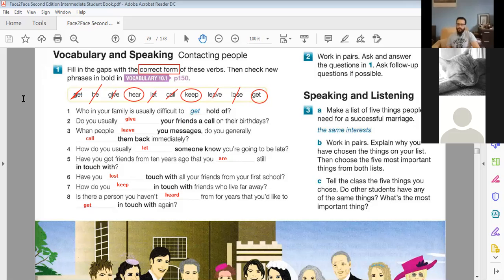But what about number 1? What do you think it means? Who in your family is usually difficult to get hold of. Okay, it's a good guess. Brian, what do you think? Number 1. What does it mean? Who in your family is usually difficult to get hold of?